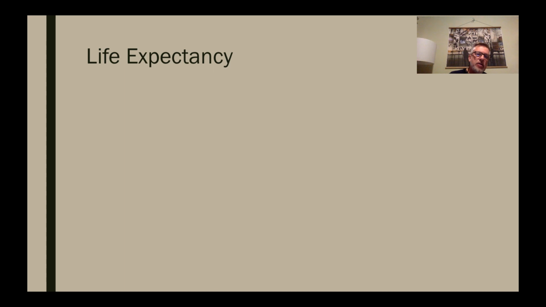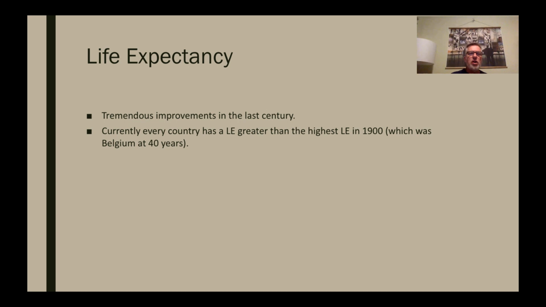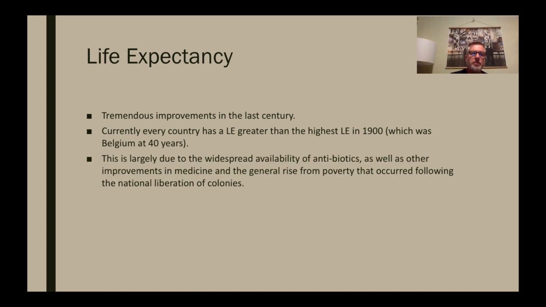Life expectancy, let's take a look at that. There's been tremendous improvement in life expectancy in the last century. Let me just show you this statistic just to blow your mind. Currently, every country has a life expectancy greater than the highest life expectancy in 1900. And in 1900, the highest life expectancy was in Belgium, and it was 40 years. So every country in the world currently has a life expectancy higher than that, although some of the African countries are close to 40 years because of the HIV/AIDS epidemic.